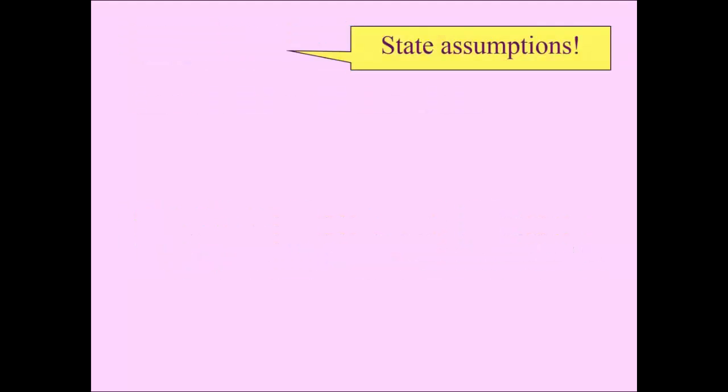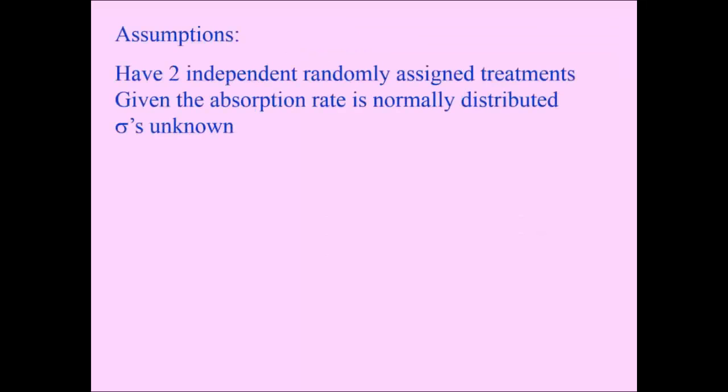So first, let's jump through our assumptions. I have two independent, randomly assigned treatments. Just to backtrack for a second, if you think about where we got these numbers from, we picked two groups of 12 that had nothing to do with each other, and we gave them two different medicines. And we kept track to see how long the body would take to absorb the particular medicines.